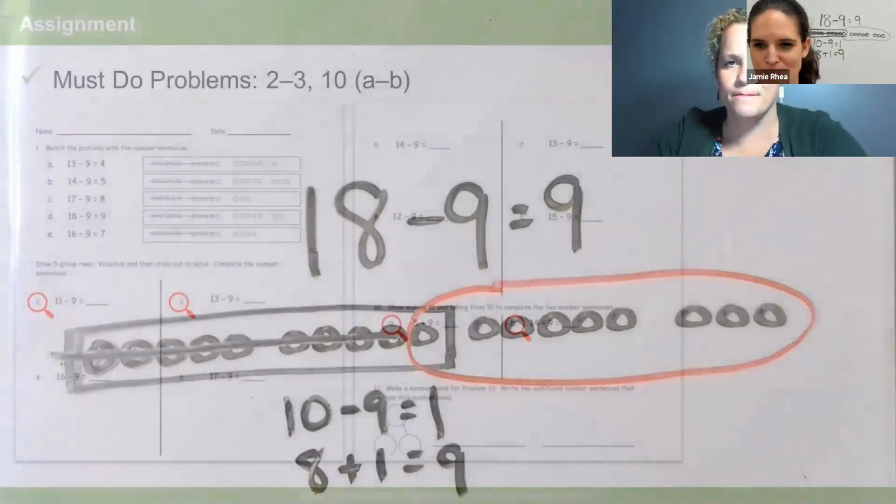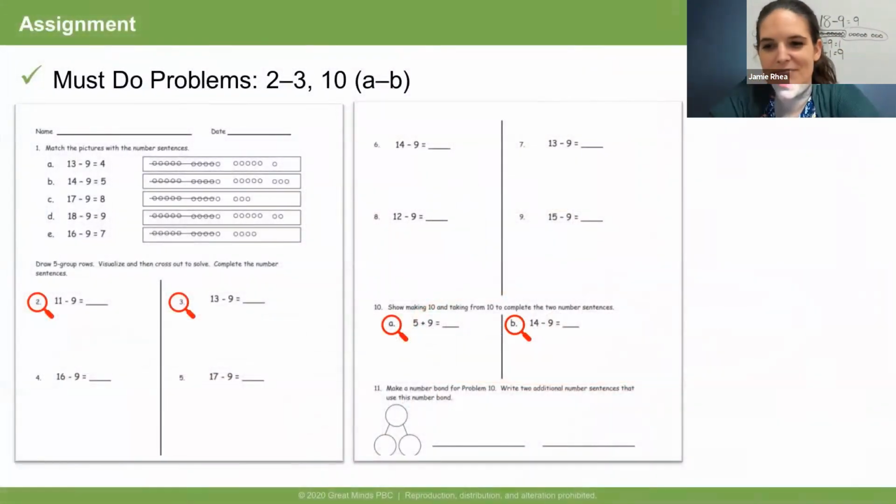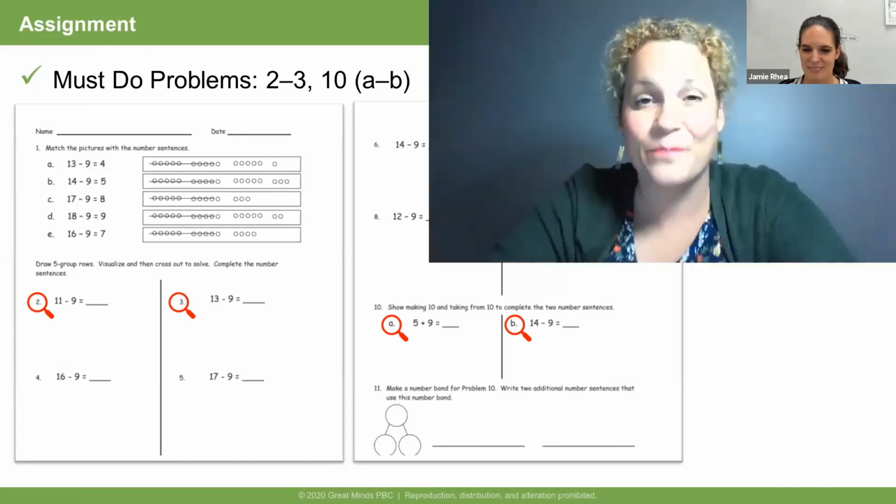Great job. It's time now to show what you know on the problem set. Your must-do problems are 2 and 3 and 10A and B. I am so confident that you'll be able to do this, but if you have time left over, try any of the other problems.